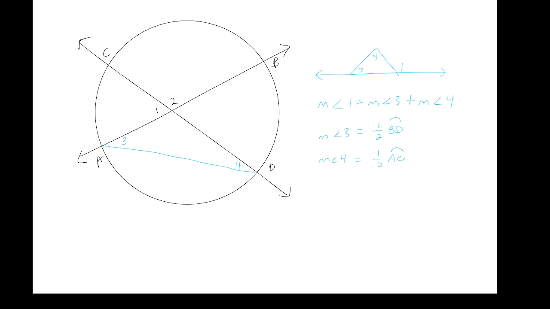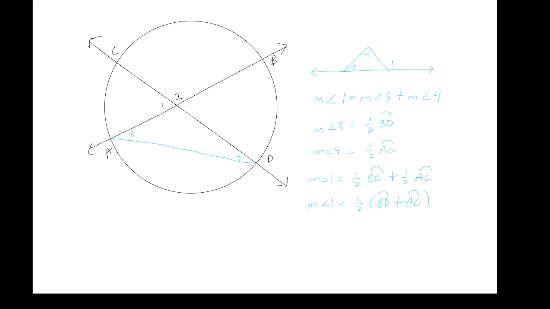So I can substitute here. So really what I have here is the measurement of angle 1 is going to be equal to 1/2 of arc BD plus 1/2 of arc AC, right? And then what I could really say here is that I could take the measurement of angle 1 and factor out that 1/2. So I could say that it's equal to 1/2 of arc BD plus arc AC. So what I have here is effectively a theorem, right?